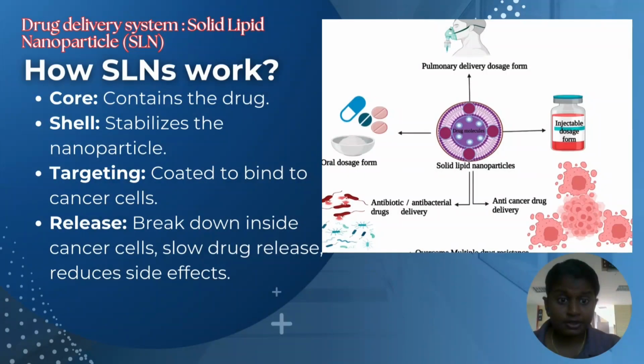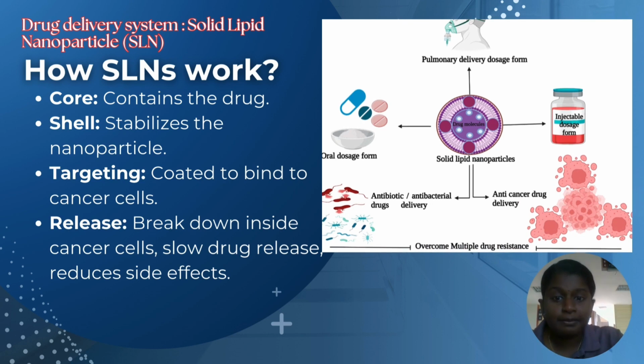How do SLNs work? Basically, solid lipid nanoparticles are tiny and smart carriers designed to deliver cancer drugs directly to tumor cells. These particles have a solid lipid core that contains the drug, surrounded by a stabilizing shell. SLNs are also coated with molecules that specifically bind to cancer cells, ensuring precise targeting. Once inside the cancer cells, SLNs break down and release the drug slowly, improving the effectiveness and reducing the side effects on healthy tissues.